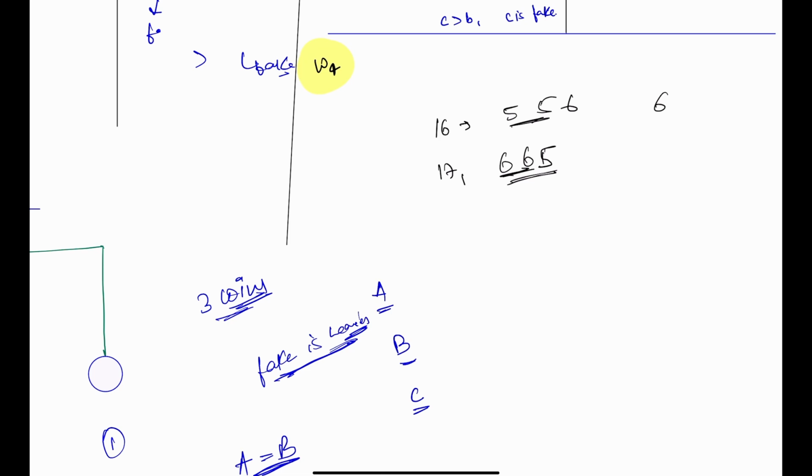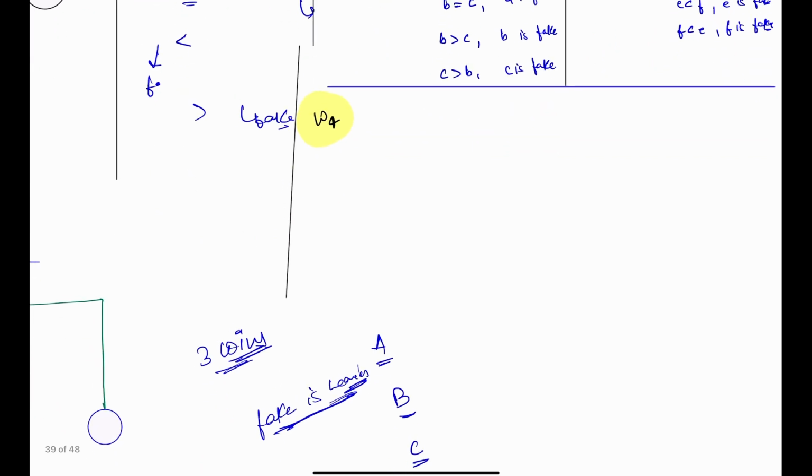Next again 6. If it's 5, suppose 5 is having the issue, then how many will it be? 2 2 1. If it's 6, then it will be 2 2 2. So the number of weighings is not going to change. Let's take 17. 17 will be divided into three different boxes, so that will be 6 6 5, as I said. Then in any of the 6 6 5, one is having the issue.